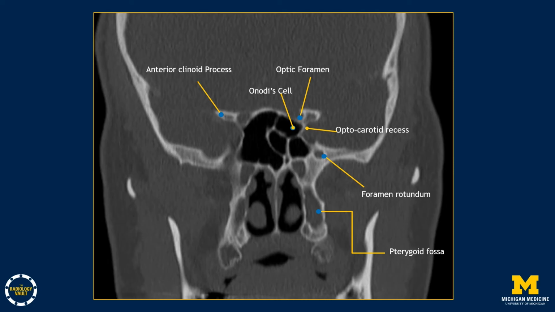These are the anterior clinoid processes, one on each side, with the optic canal and foramina medial to them. The thin plate of bone along the lateral wall of the sphenoid sinus on the left side demarcates the optocarotid recess, with the carotid siphon immediately lateral to the bone and the optic canal and nerve superior to it.